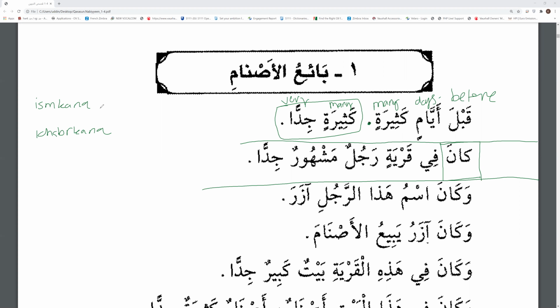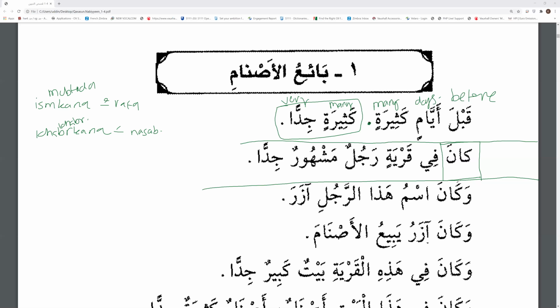Now, how does the ism of kana reflect? With Dhamma. And the khabar of kana reflects with it? Nasab. All right, so that's what we're going to be looking for in these sentences. We're going to be looking for the ism of kana and the khabar of kana, formerly known as the mubtada and the khabar.